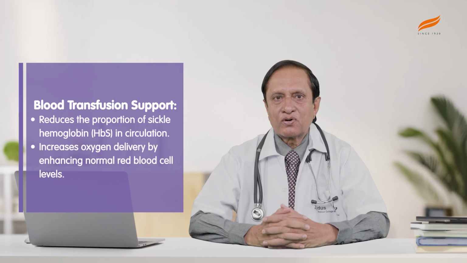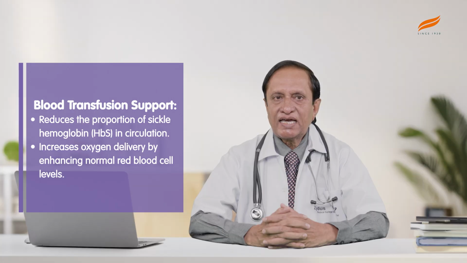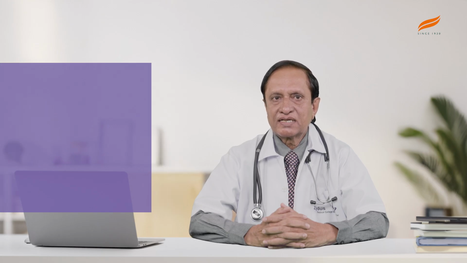Blood transfusion support. Though not initially required, chronic transfusion therapy is often recommended in patients with recurrent crises or complications. Transfusion helps reduce HbS level, improve oxygen delivery, and lessen the risk of vaso-occlusive crisis. In severe cases, exchange transfusion is also considered to rapidly reduce sickle cells.